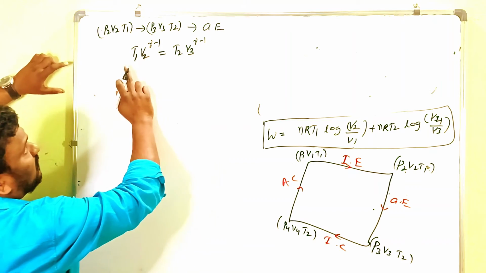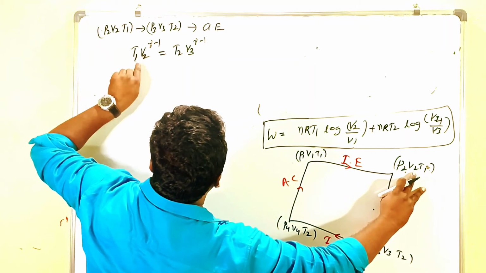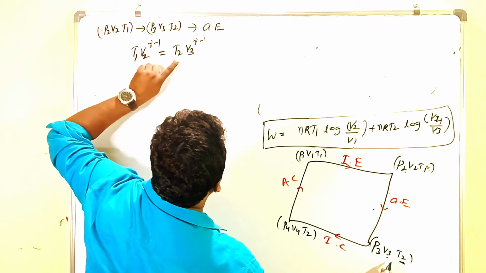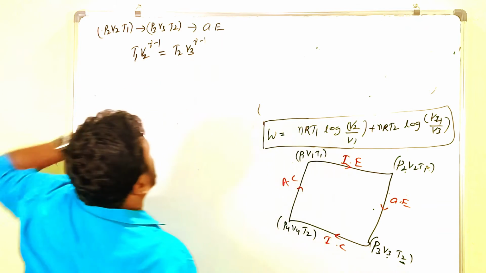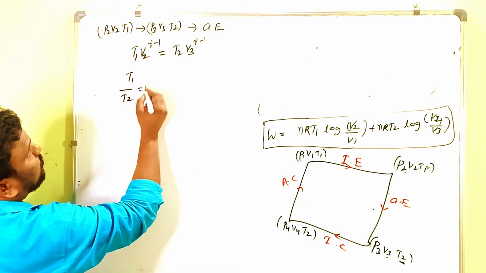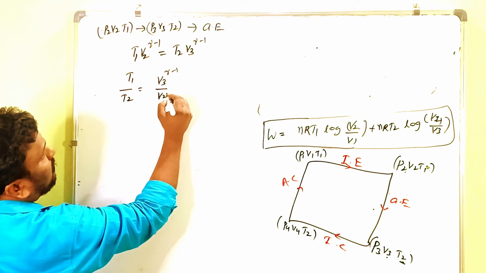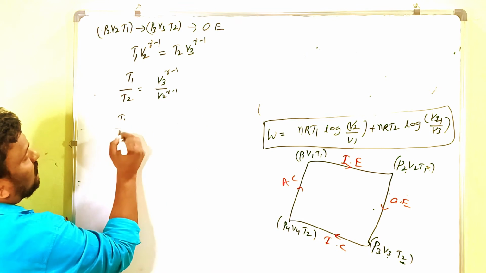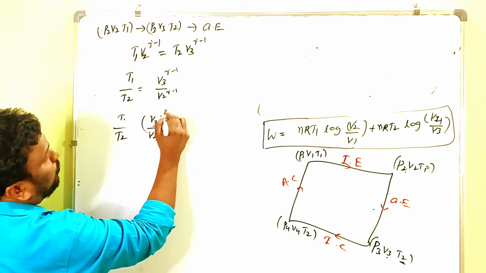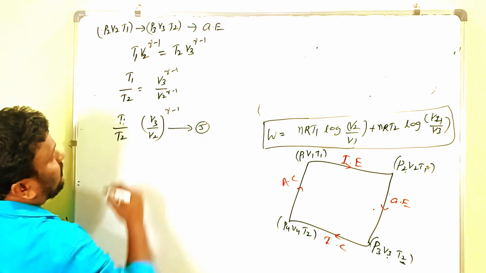According to that, T1 V2 to the power of gamma minus 1. Here T1 is there, V2 is there. So T1 V2 to the power of gamma minus 1. Here T2 is there, V3 is there. That's why we write T2 V3 to the power of gamma minus 1. From that, children, T1 by T2 is equal to V3 by V2 to the power of gamma minus 1. Simply, T1 by T2 is equal to V3 by V2 whole to the power of gamma minus 1. This is equation number 5, children.